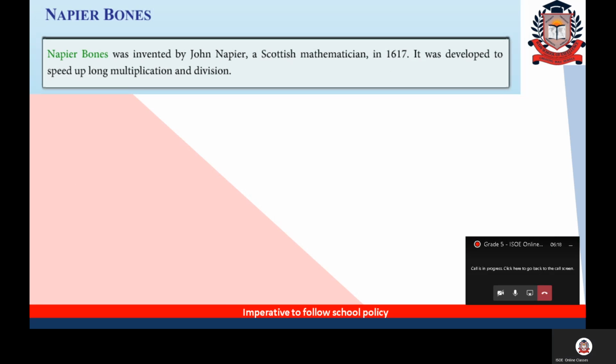Second one, Napier Bones. Napier Bones was invented by John Napier. His last name was used for the Napier Bones. He was a Scottish mathematician, in 1670. It was developed to speed up long multiplication and division.